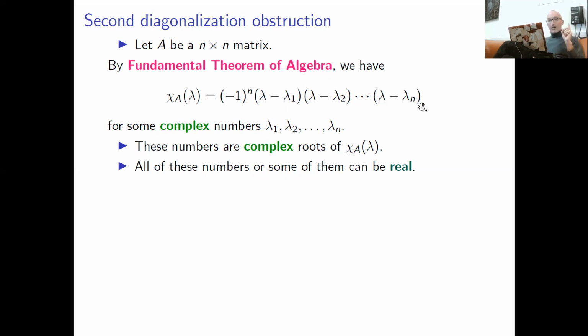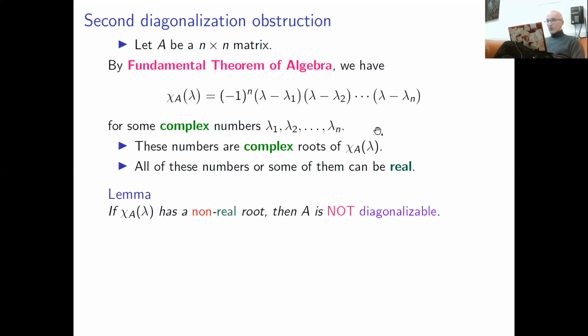But here, the only thing we can say is that these numbers are some complex numbers. We don't know that they are real. So these are the complex roots of the characteristic polynomial. Some of them may be real. If they're real, we know that these real roots are eigenvalues. So if the characteristic polynomial has at least one non-real root, then the matrix is not diagonalizable over real numbers.